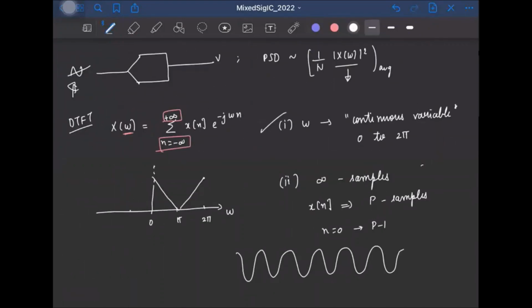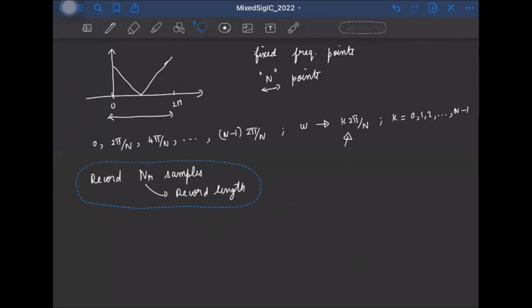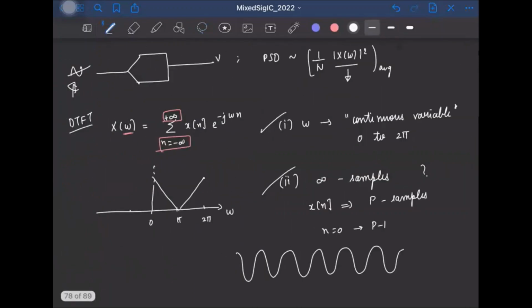How about the second problem? Well, obviously we cannot record the output for an infinitely large number of samples. So what we do? We'll say that we'll record it only for, say, a total of NR samples. Okay. So this NR will be our record length. Right? So with these changes, let's see what happens to the equations for the Fourier transform.